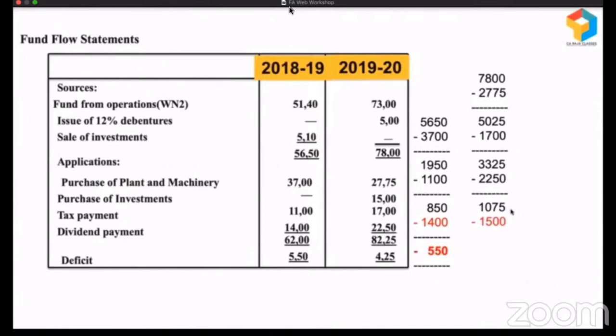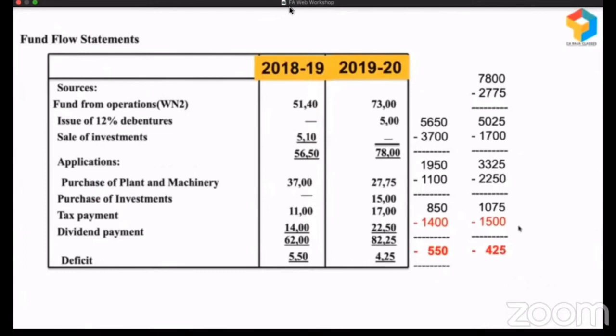1075 is the surplus, 1500 investment not in their business. They have purchased investments, some shares or stocks of some other company. By using whose money? By using some short-term money. Look, they have only 1075, but how did they spend 1500? The 1075 plus 425 gave them 1500. They've invested in someone else's business.